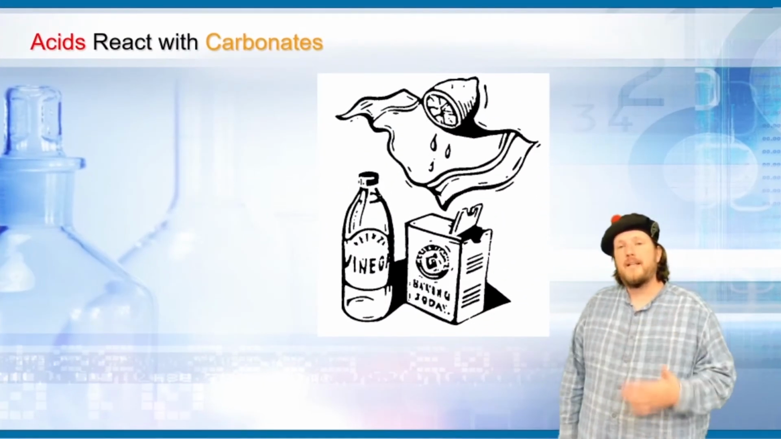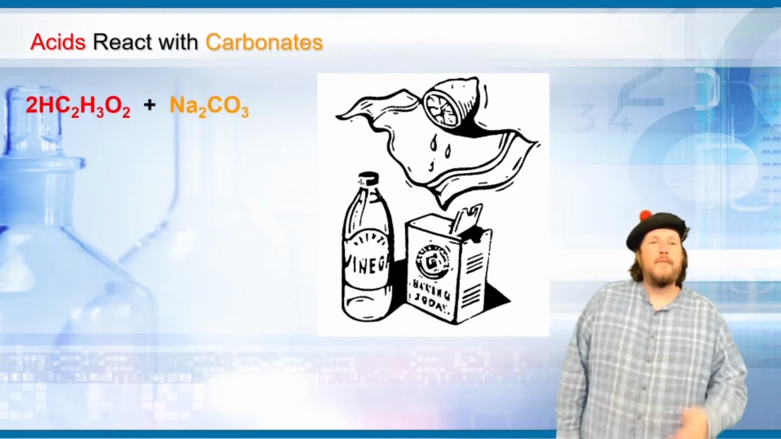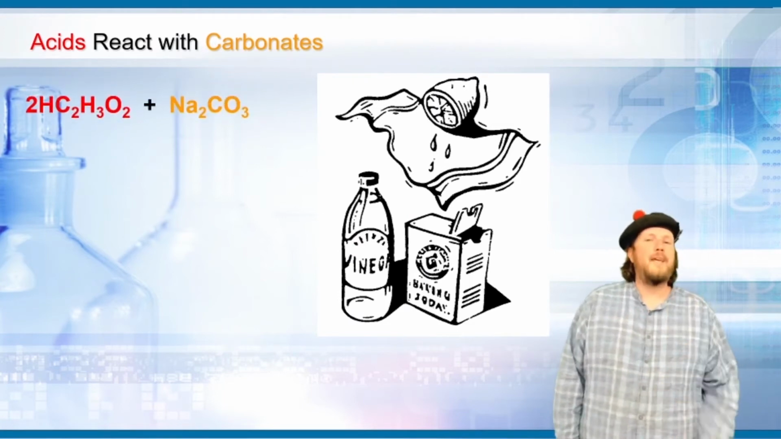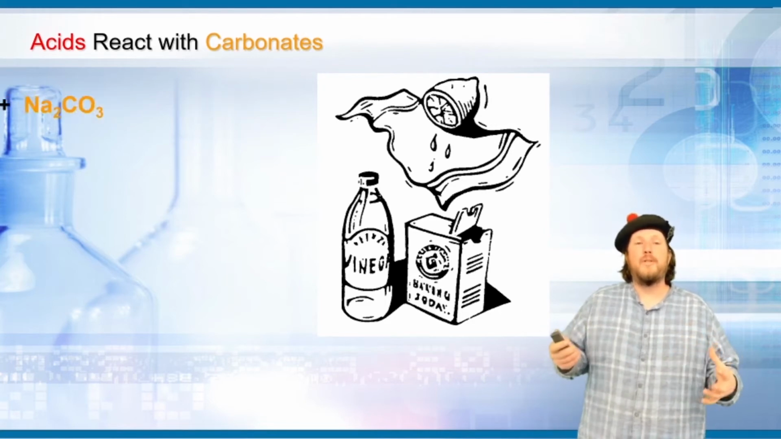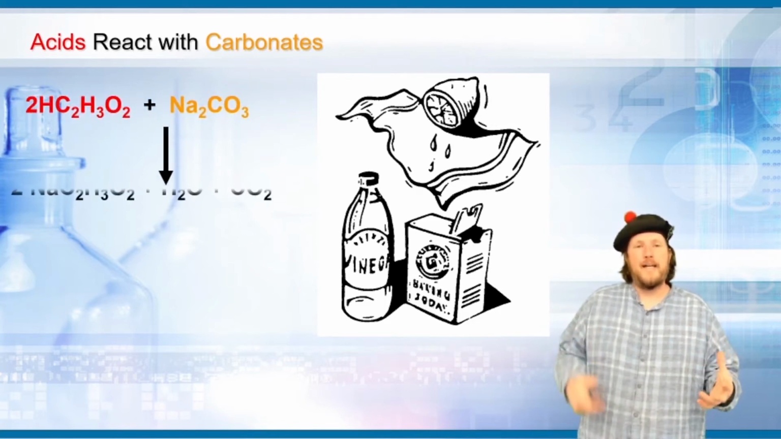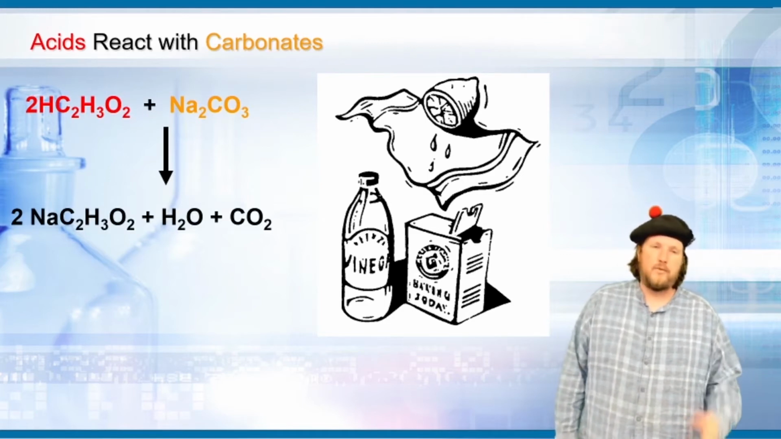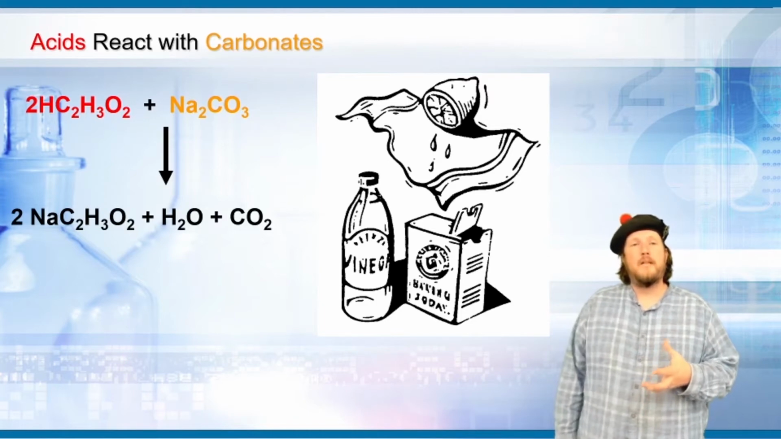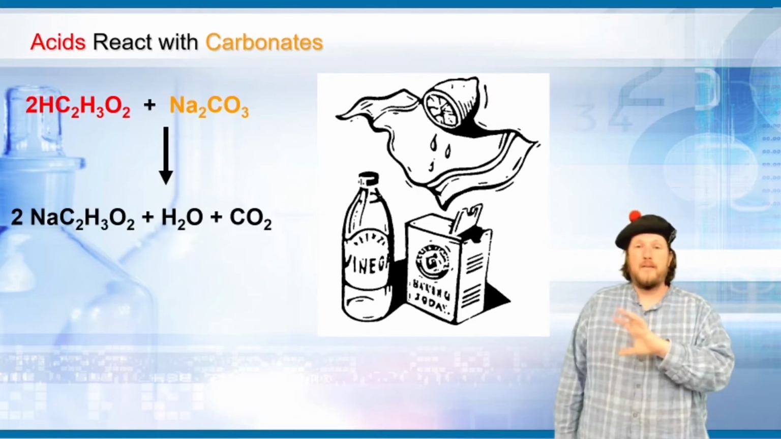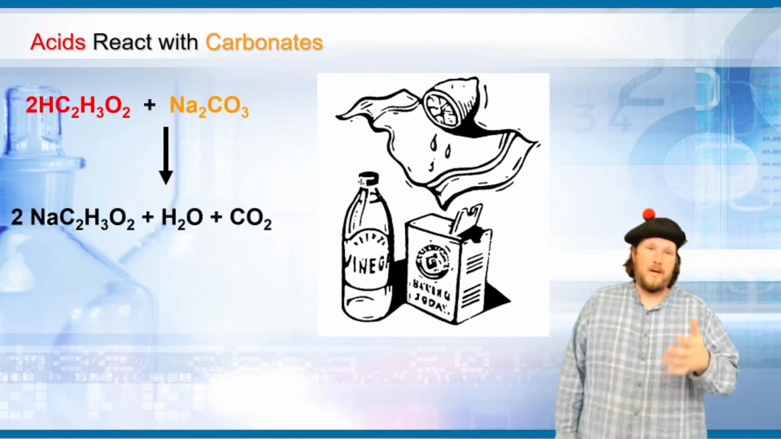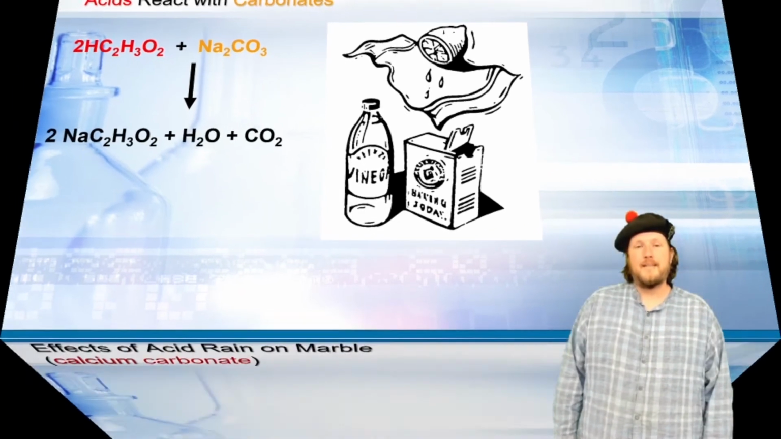Acids react with carbonates. If you add acetic acid to washing soda or baking soda, it will react to produce carbon dioxide, water, and a salt. Sodium acetate is the name of the salt that's formed when you mix bicarbonate of soda or washing soda, sodium carbonate, with acetic acid.